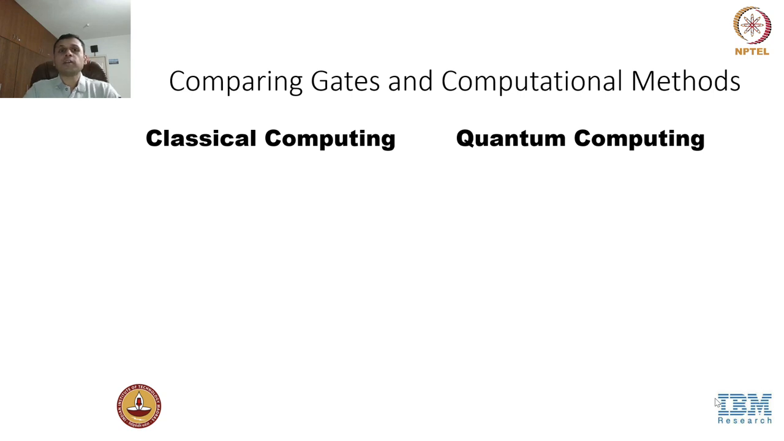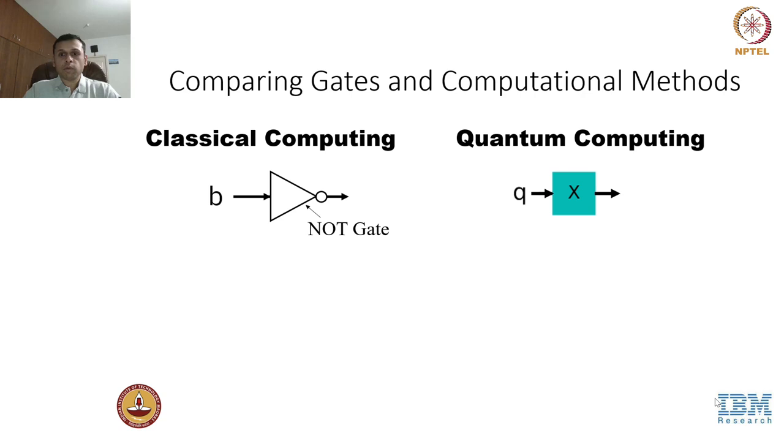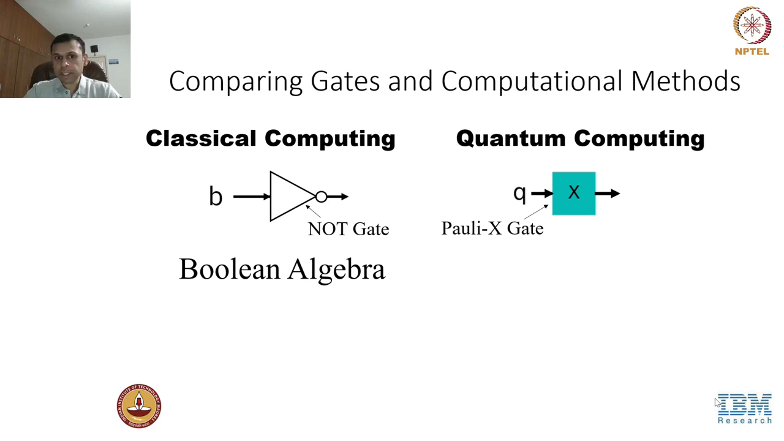Now let's look at the gates, or the computational methods, used in classical computing versus those used in quantum computing. If you're familiar with classical computing, you know that we have several kinds of logic gates, or Boolean gates. One example is a NOT gate. In quantum computing, the equivalent of such a NOT gate is what we would call a Pauli X gate. Again, this is a concept we will learn in one of the subsequent modules in this lecture.